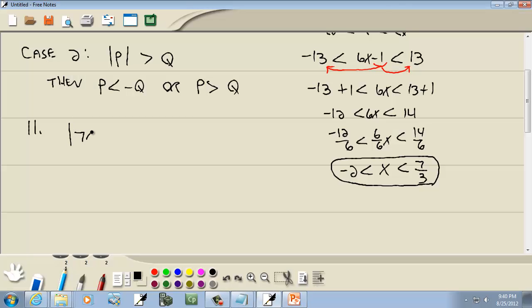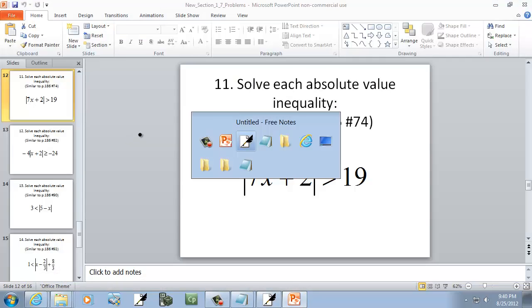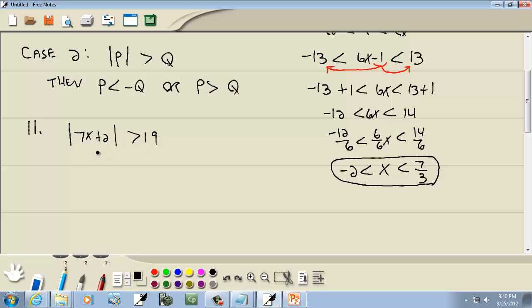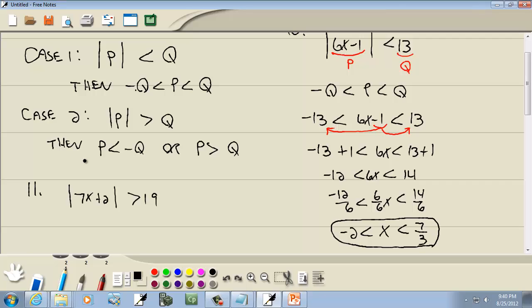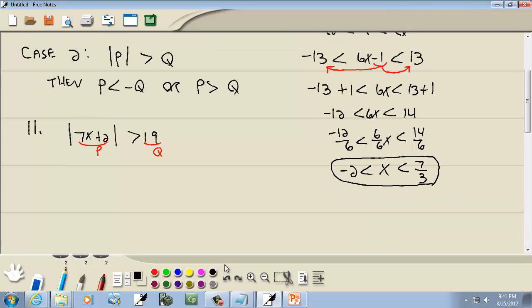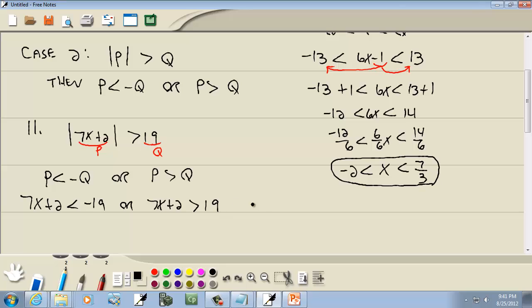The absolute value of 7x plus 2 is greater than 19. Okay, the absolute value is by itself on the left side, which is what we need, and its absolute value is greater than. So that's case 2. Well, again, what's inside the absolute value is our p. The other side is our q. So we'll plug them into our formula. It says we got p is less than -q, or p is greater than q. So I have 7x plus 2 is less than -19, or 7x plus 2 is greater than a positive 19.